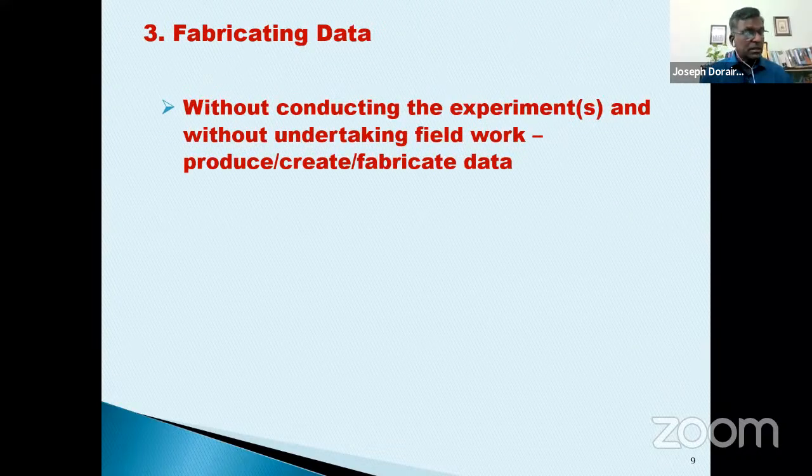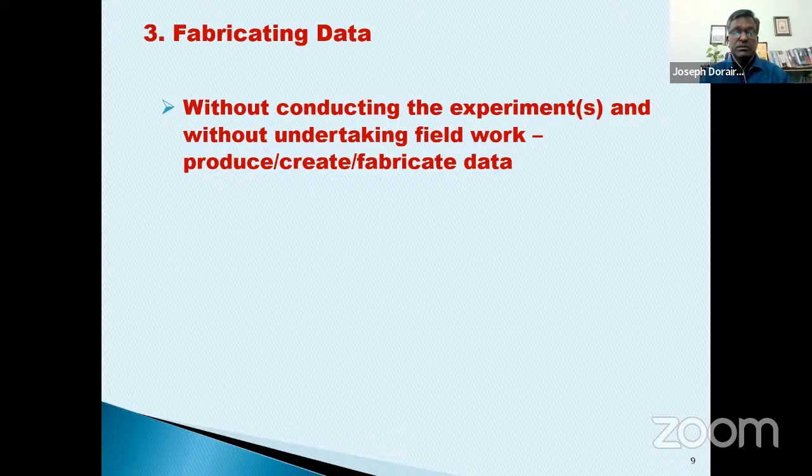Now the third one is particularly in social sciences, not so much in languages, because in languages we do not carry out empirical research. So this happens largely in social sciences. You are expected to go out into the field and carry out field work. Without undertaking field trips, without doing the field work, what you do is you create data, you fabricate data. So the third unethical research practice is, without conducting the experiments, without going out into the fields for data collection, you produce data, you create data, you fabricate data, even without visiting a particular school.